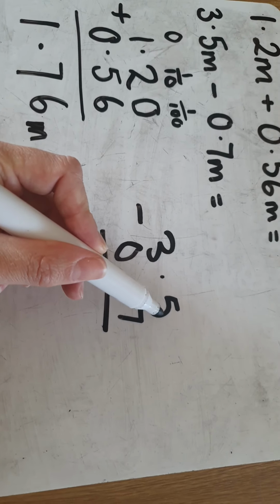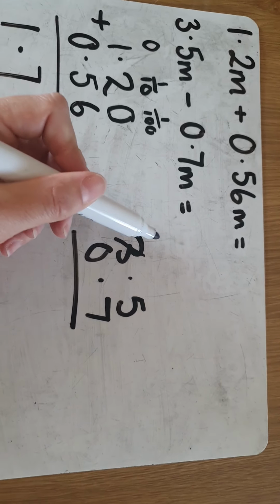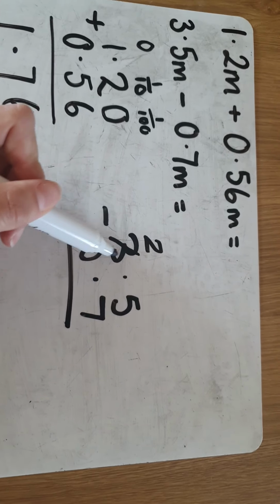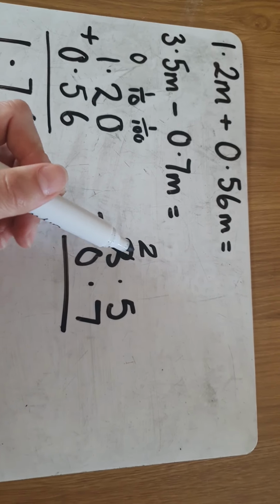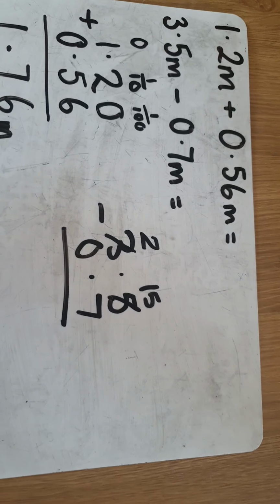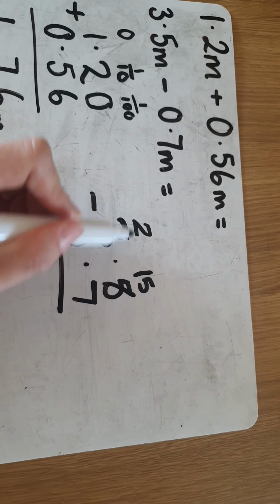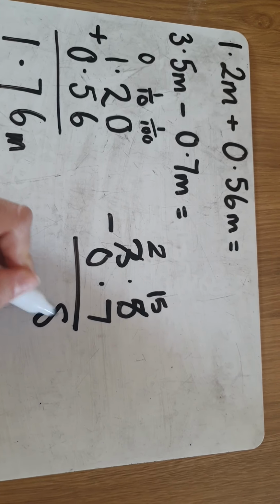So we need to go next door. So if there's more on the floor, we go next door and we borrow 1 more. So the 3 becomes a 2. And that 1 that we've just taken away, we will convert into 10 tenths. So now we can put 15 at the top. So you can see the 1 that's come from here has come into here. So 15 take away 7 is 8.